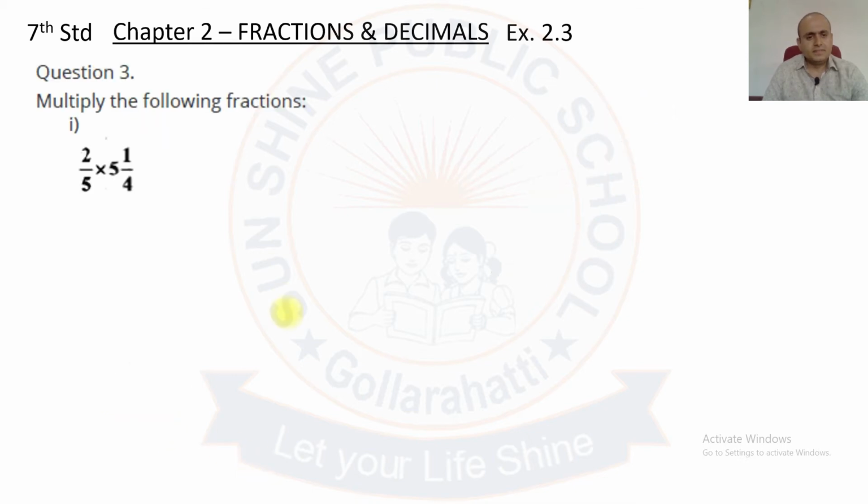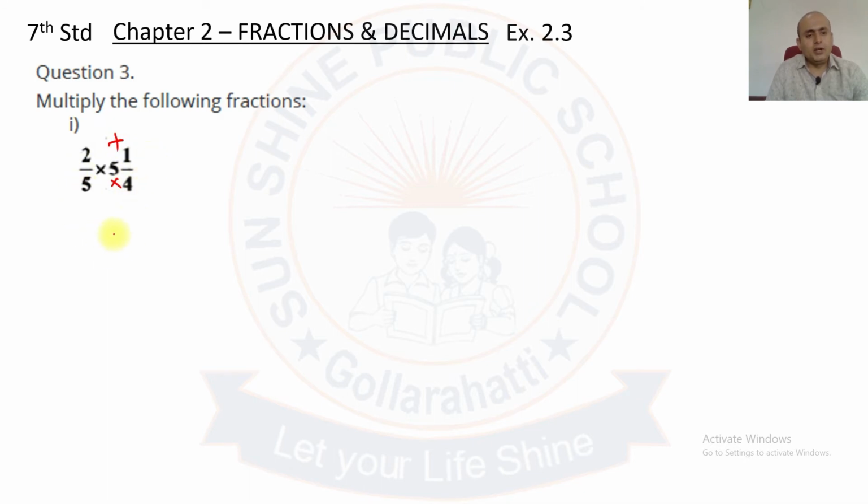Next question. Question number 3. Multiply the following fractions. Here they are given the fractions. We want to multiply them. So let us multiply. That is 2 by 5 into 5 1 by 4. Here 5 1 by 4 is a mixed fraction. Let us convert it into an improper fraction by multiplying the whole number by the denominator, that is 5 into 4. 5 4s are 20 and plus 1, that is 21 by 4.